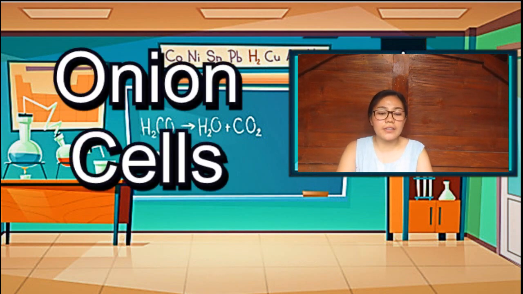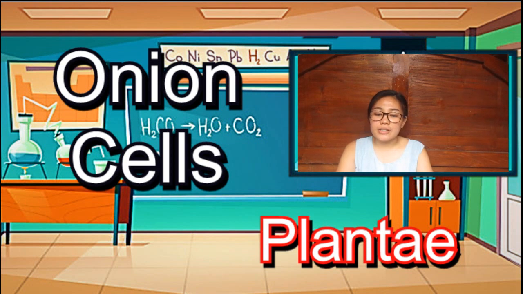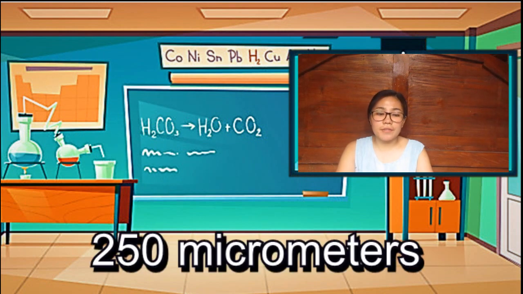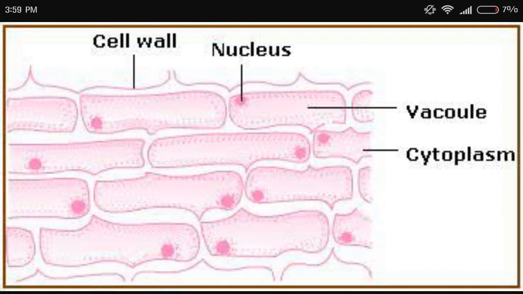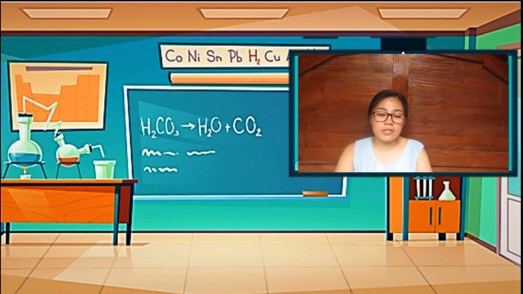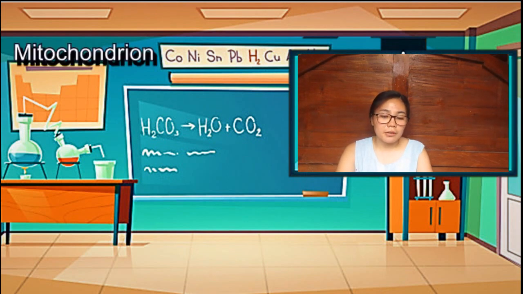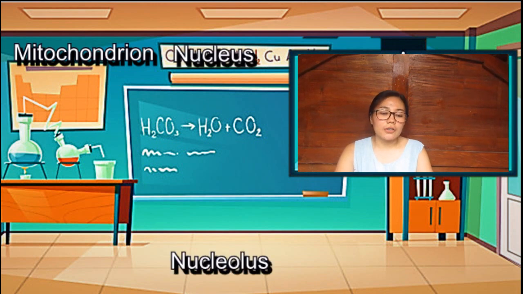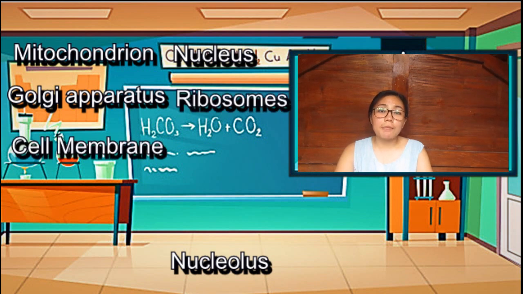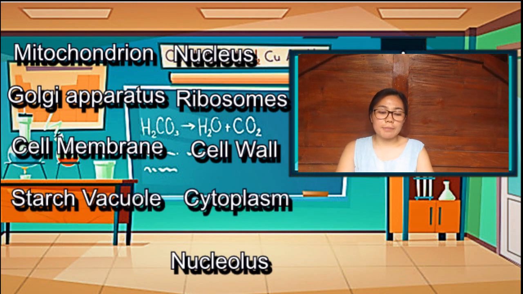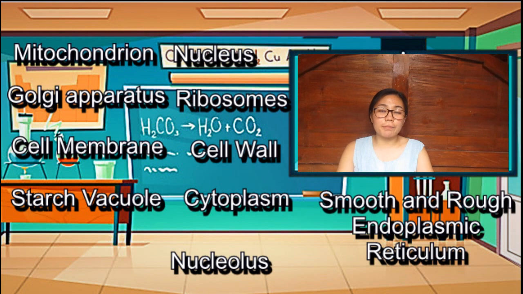Onion cells are under the kingdom Plantae. The average size of this cell is 250 micrometers. In an onion peel cell, the cell wall, nucleus, cytoplasm, and vacuole can be seen. But deep inside the onion cells are these organelles: mitochondrion, nucleus, nucleolus, Golgi apparatus, ribosome, cell membrane, cell wall, starch vacuole, cytoplasm, smooth and rough endoplasmic reticulum.